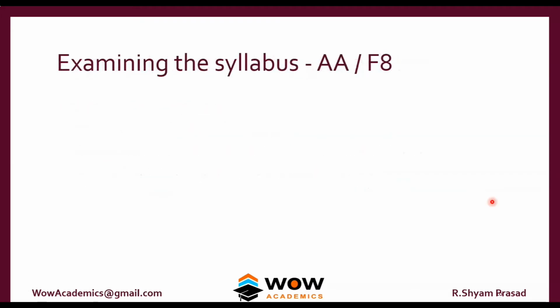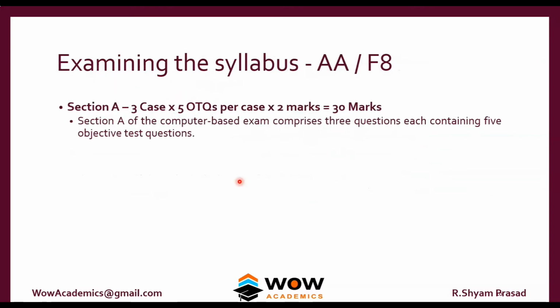Let's look at the question paper pattern. It is quite different from other skills level papers. Section A is 3 cases of 5 OTQs per case of 2 marks each, so that's 30 marks. Section A of the computer based exam comprises 3 questions, each containing 5 objective test questions. When compared to other subjects, where section A would be just 15 OTQs of 2 marks, that pattern is not here. This is actually the section B of other papers.